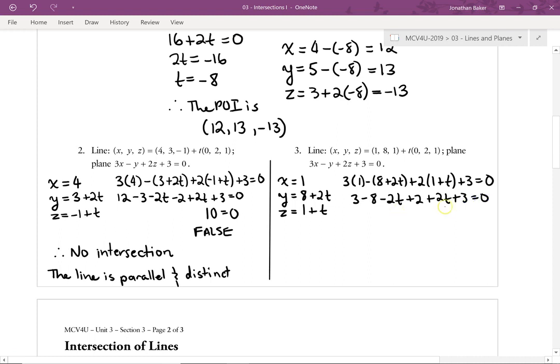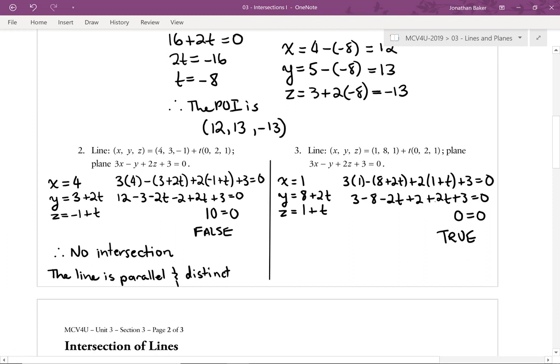And notice how our t's are still going to cancel, minus 2t plus 2t. But this time, all the constants should cancel too. 3 minus 8 is negative 5, plus 2 is minus 3, plus 3 is 0. And so all of this on the left adds to 0, and we get 0 equals 0, which is always true. I wrote that in capital before. We'll write it in capital this time. Here we go, capital letters.